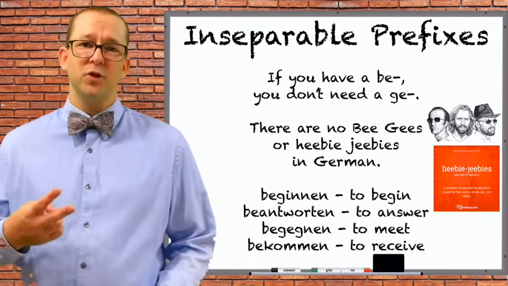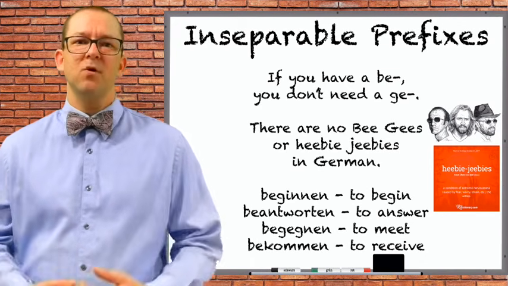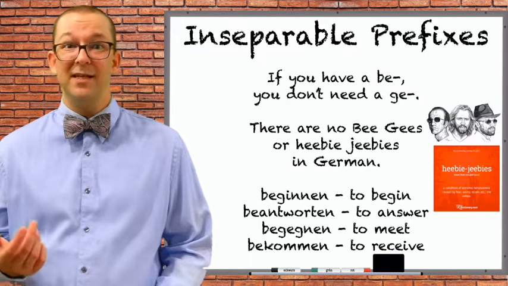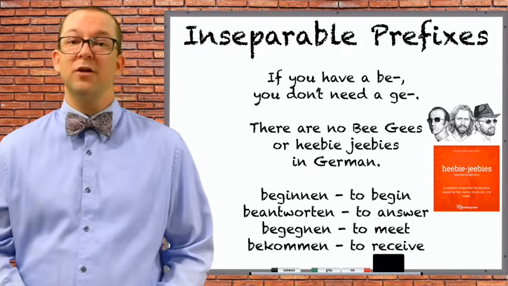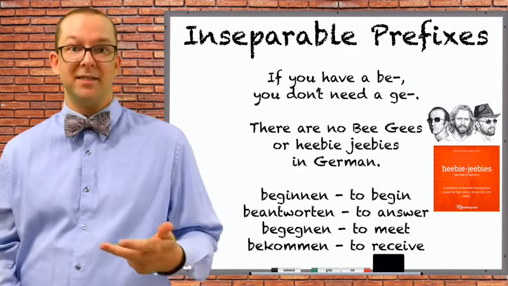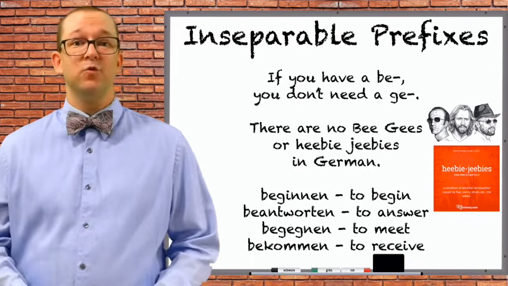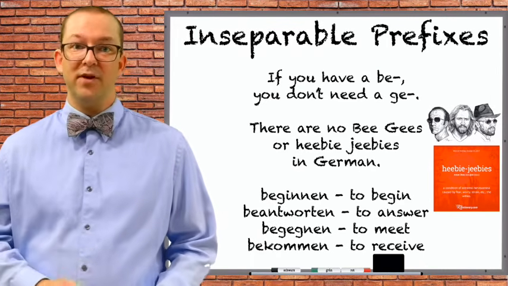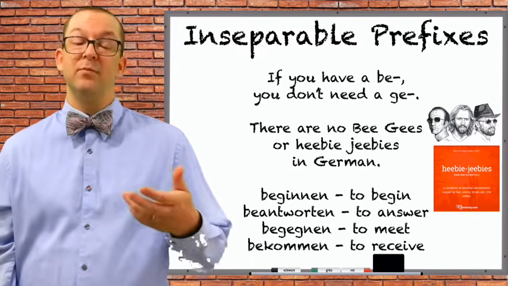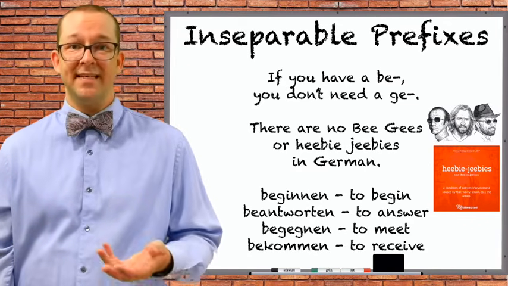This is why in my German 2 classes we have a saying, if you have a BE, you don't need a GE. This is mostly due to the fact that the only inseparable prefix that their textbook seems to care about is BE, found at the beginning of words like bekommen, to receive, bedanken, to thank, bearbeiten, to edit, beantworten, to answer, and so on. Obviously, this rule applies to all of the inseparable prefixes, but is particularly helpful for verbs that aren't usually seen as having a prefix at all. Beginnen, for instance, to begin, or begegnen, to meet.